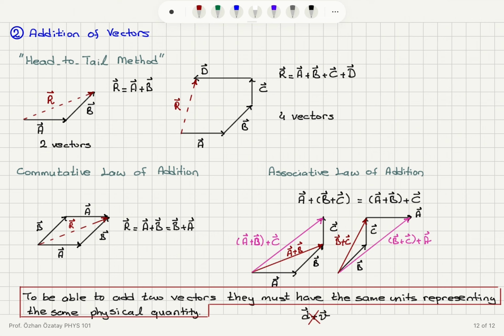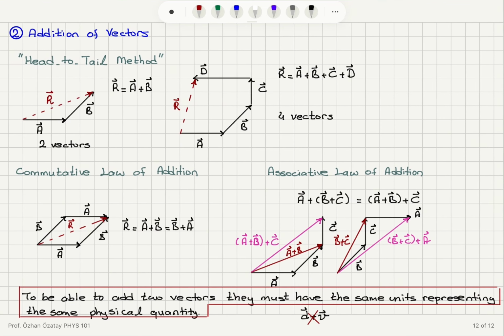Now, one important thing to note here is that you cannot always add two vectors. The vectors should be representing the same physical quantity, so they must have the same units. So for example, you cannot add a displacement vector to a velocity vector. This makes no physical sense, so this is not allowed.